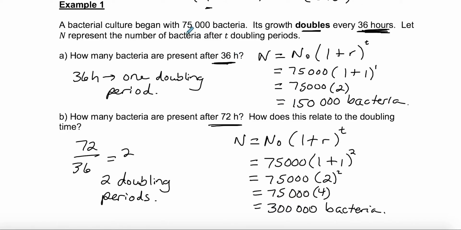If it doubles once, we go up 75,000 to 150,000. Then when it doubles again, it doesn't just go up by 75,000, it goes up by another 150,000. And then if it doubled again, it would go up by 300,000, which is maybe why you can imagine that this would be an exponential curve.